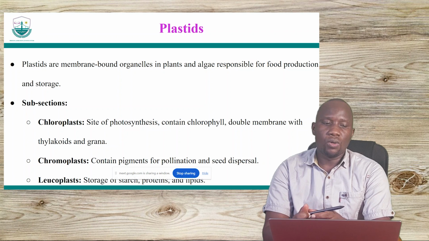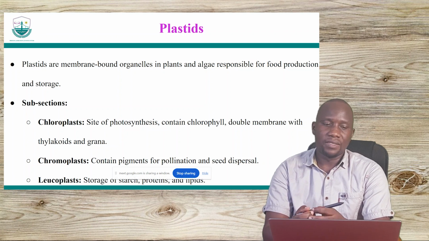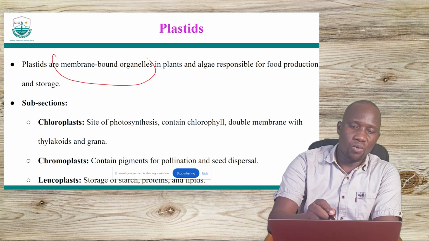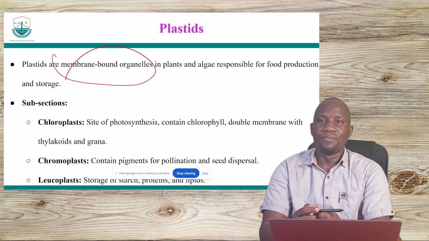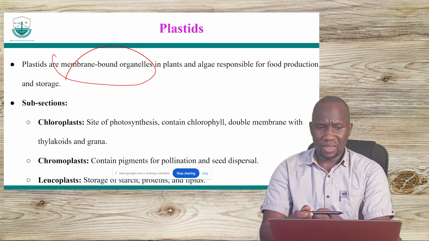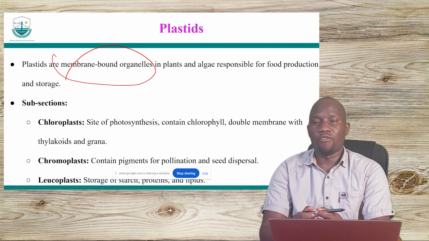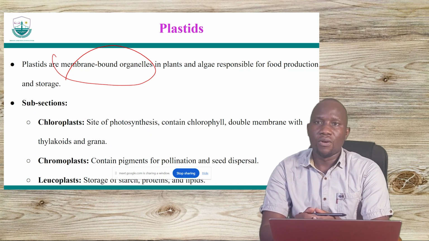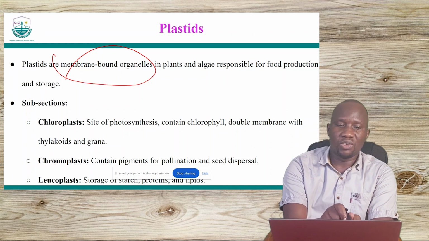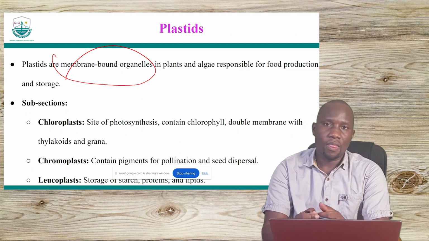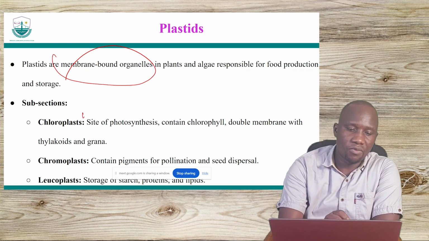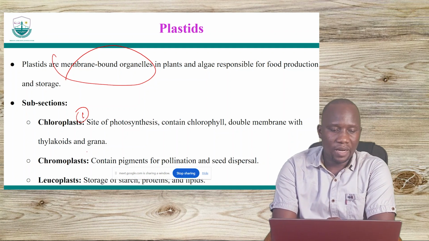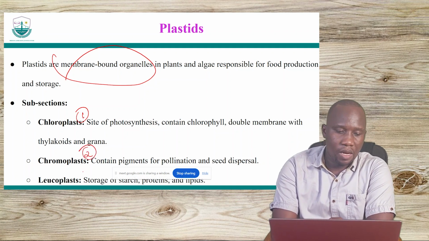Now we look at what we call the plastids. These are membrane-bound organelles that are found in plants and algae. They are responsible for food production and storage. So these are very important in photosynthesis. We have three categories: the chloroplasts, 1, the chromoplasts, 2, and the leucoplasts, that's 3.